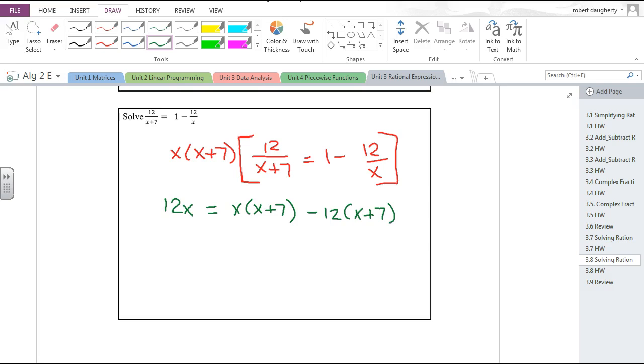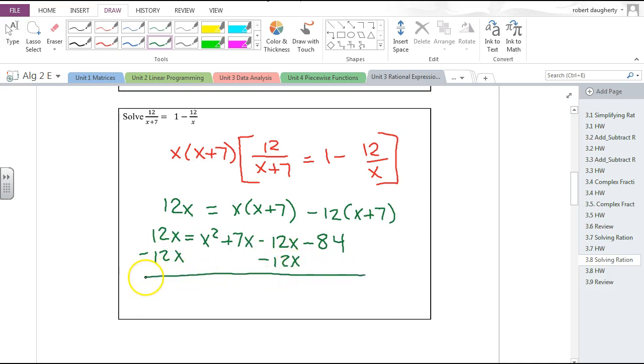What kind of equation is this? Quadratic. Okay, I'm going to see it's quadratic because I'm going to have an x times an x squared. So this is 12x equal x squared plus 7x minus 12x minus, what's 7 times 12? 84. So I want this to be equal to 0. Let's subtract 12x from both sides. So I get 0 equal x squared.